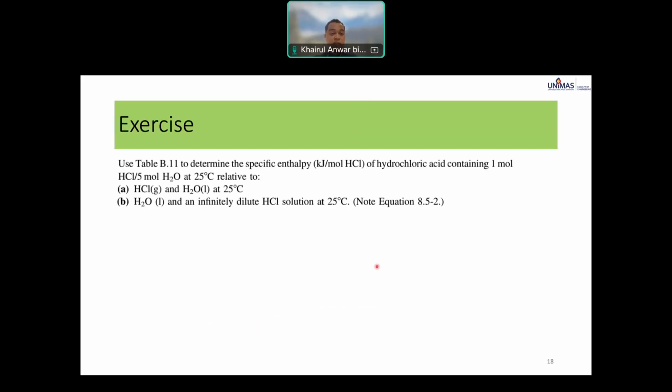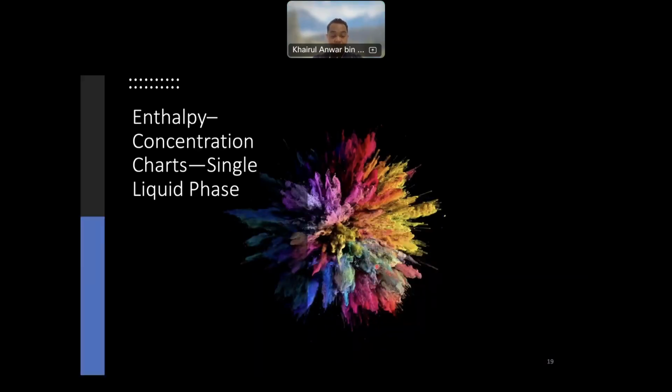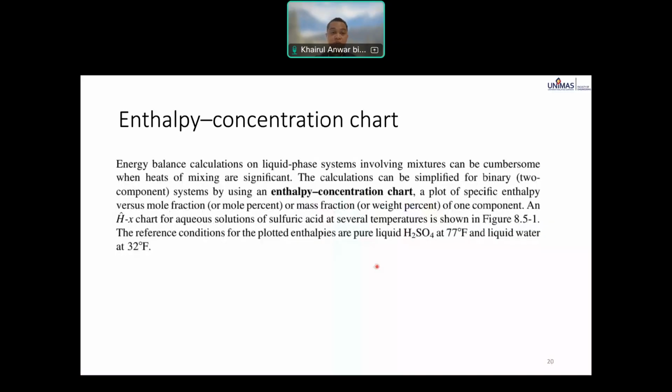We'll try this exercise. Next, the enthalpy concentration chart, single liquid phase. Energy balance calculation on a liquid phase system involving mixtures can be cumbersome when heats of mixing are significant. The calculation can be simplified for a binary system by using an enthalpy concentration chart, a plot of specific enthalpy versus mole fraction.